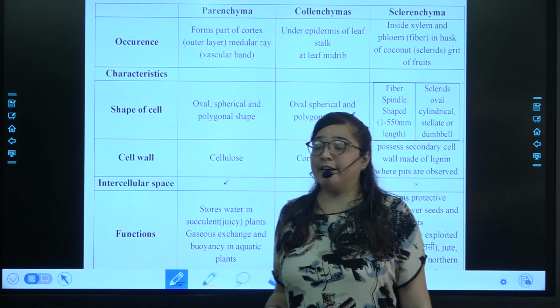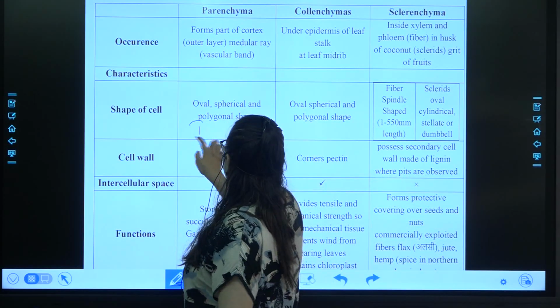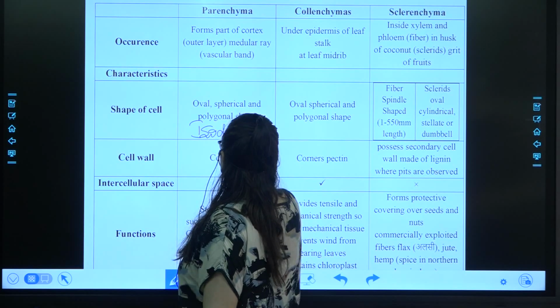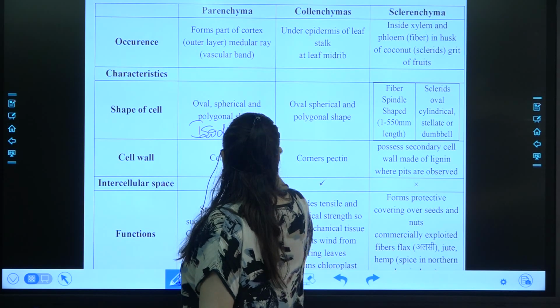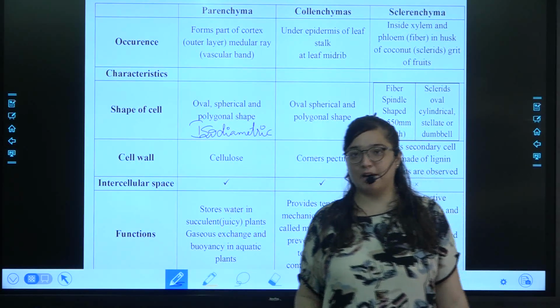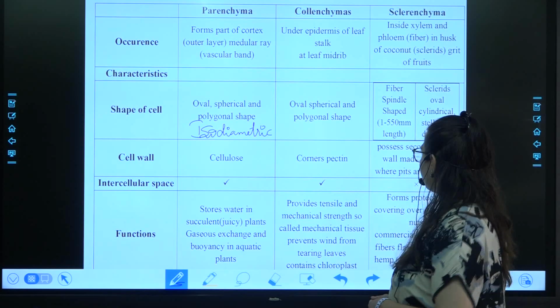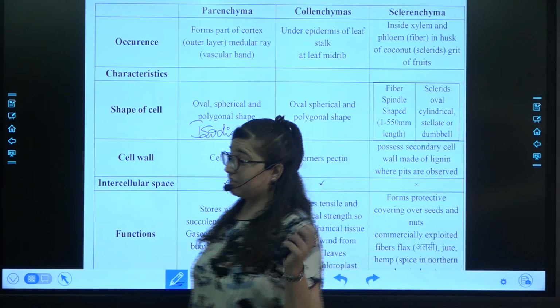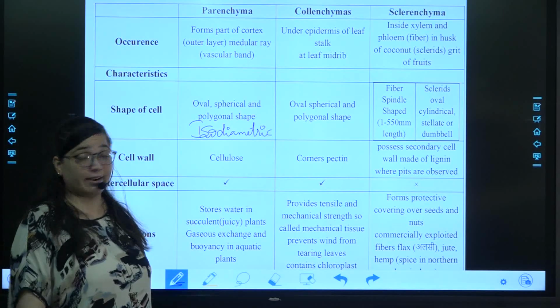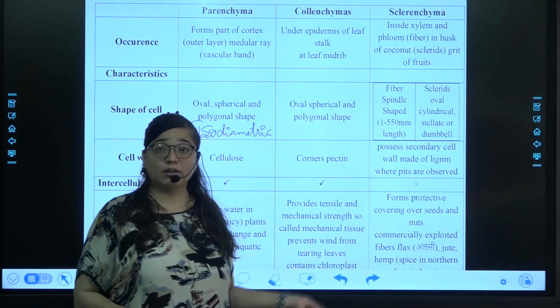When they are oval or spherical, then they are isodiametric. Remember? Means they are having same diameter. They are oval, spherical or polygonal shape. And how is the shape of sclerenchyma? It is bifurcated into two types: fiber or sclerites.